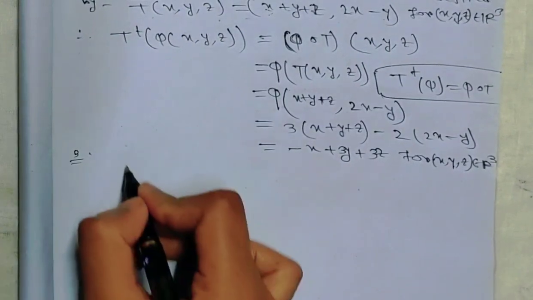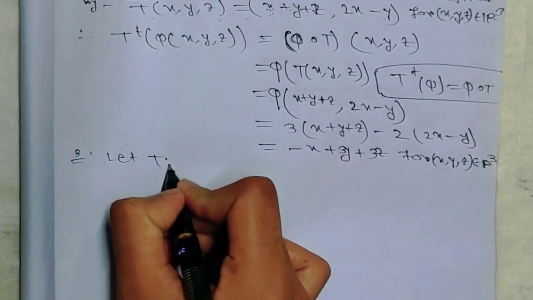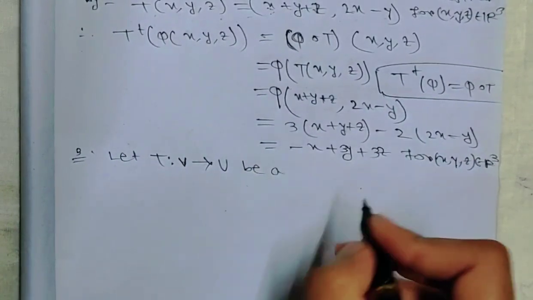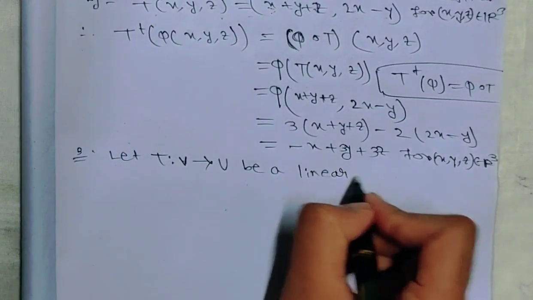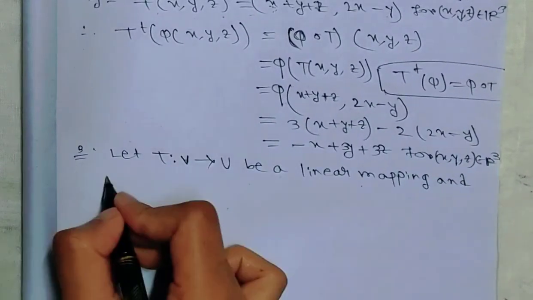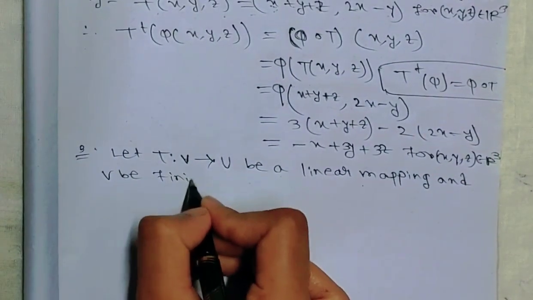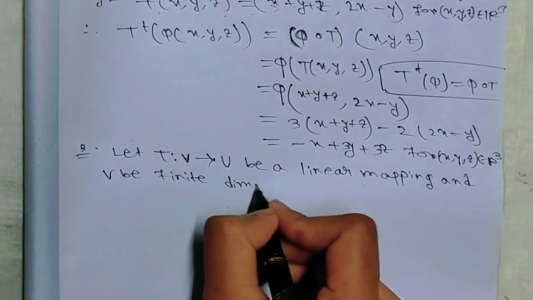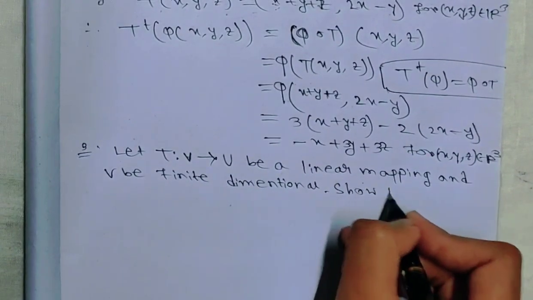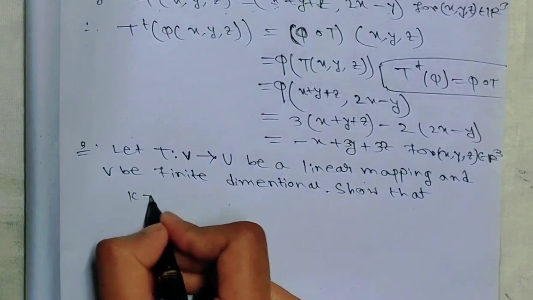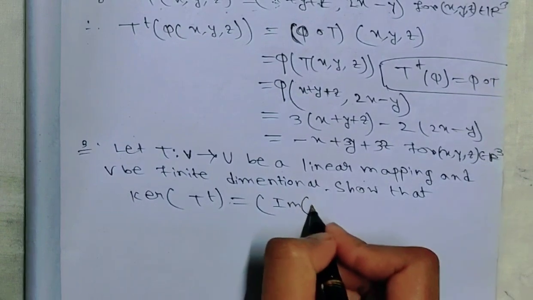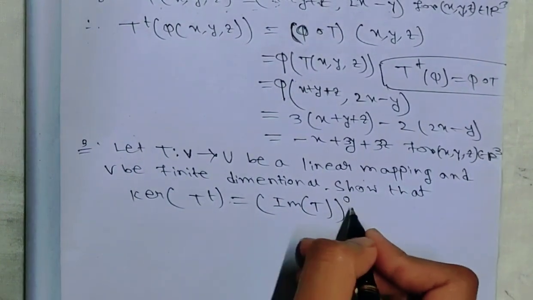Now third question. Let T, a mapping from V to U, be a linear mapping and V be finite dimensional. We have to show that kernel of T transpose equals the annihilator of the image of T. Solution.